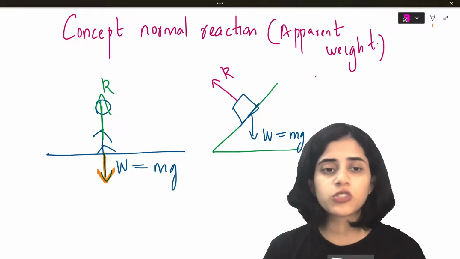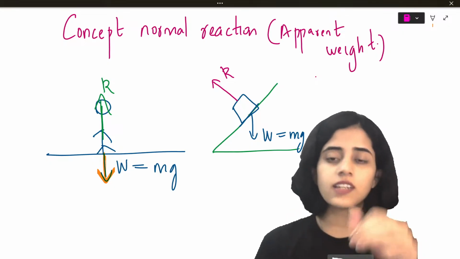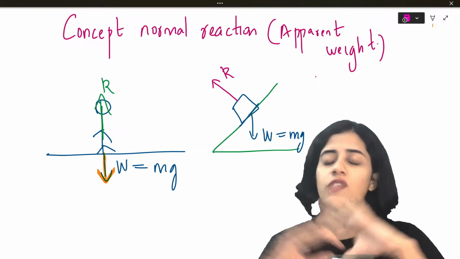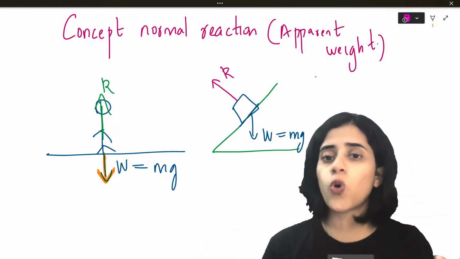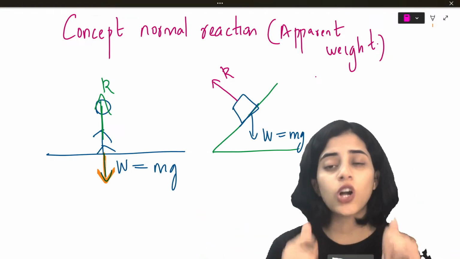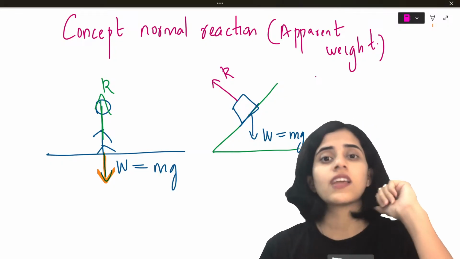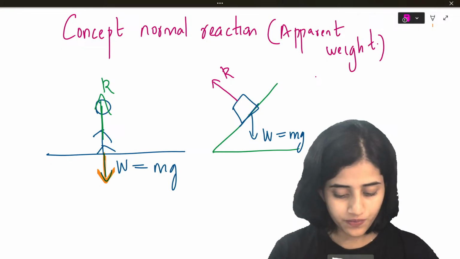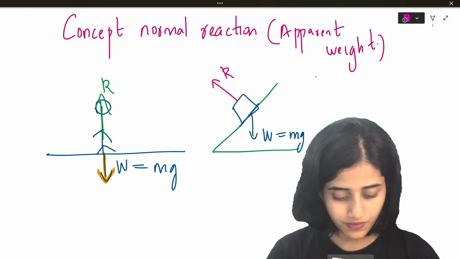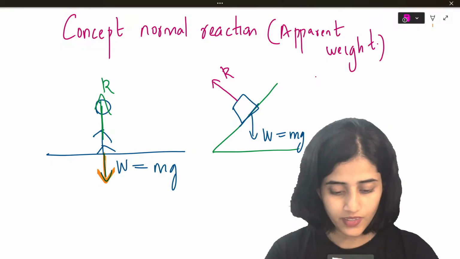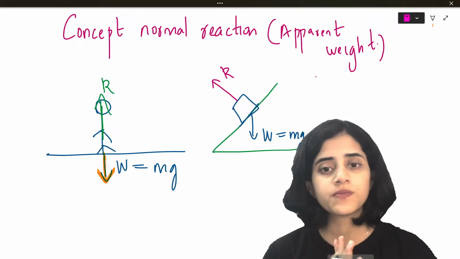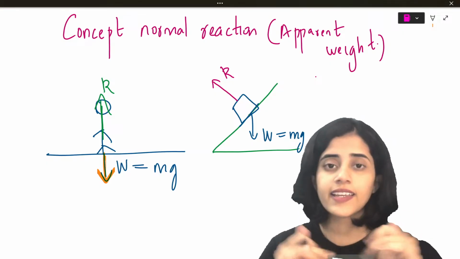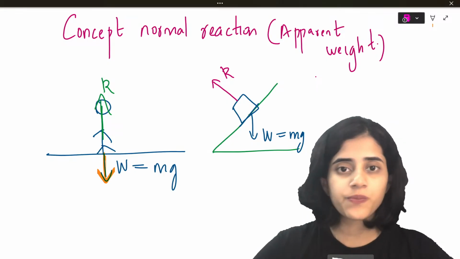So right now I want you to understand that if you have an object and it has its weight acting downwards, if it's not attached to a string or a rope or anything like that, it always has a normal reaction force acting perpendicular in the opposite direction. Okay? Is that clear to all of you? Yes? No? Can I have some thumbs up?